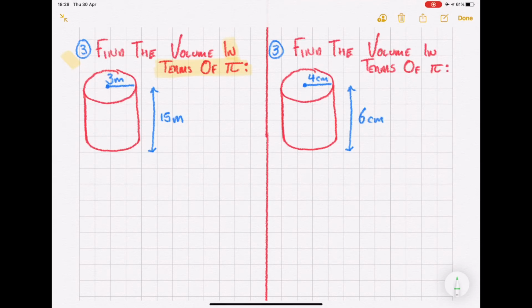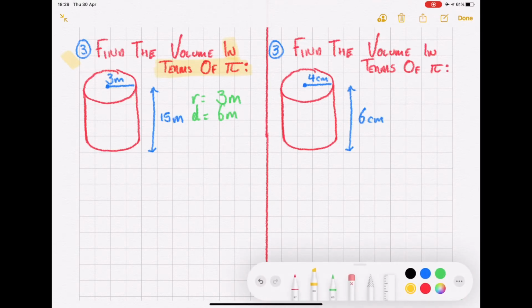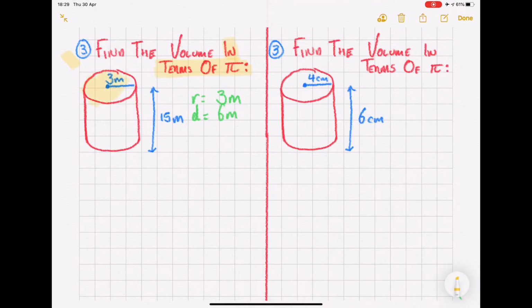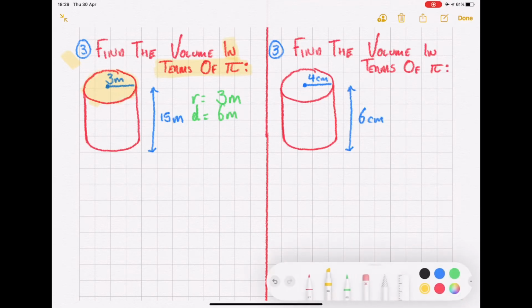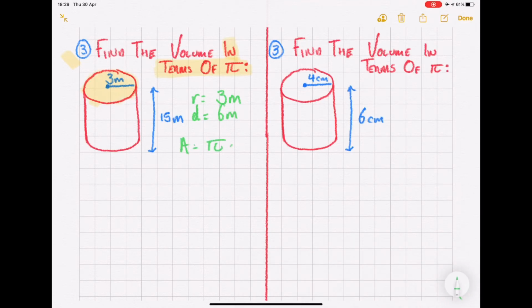So let's write out our radius and our diameter. Our radius is 3 metres, and our diameter is 6 metres because it's double. Now, first things first, we want to find the area of our cross-section, the area of this circle. So area equals pi times r squared. If we substitute in our r value, area equals pi times 3 squared.